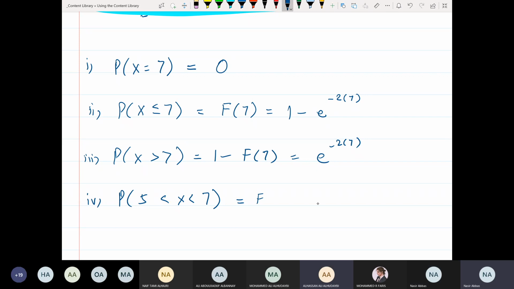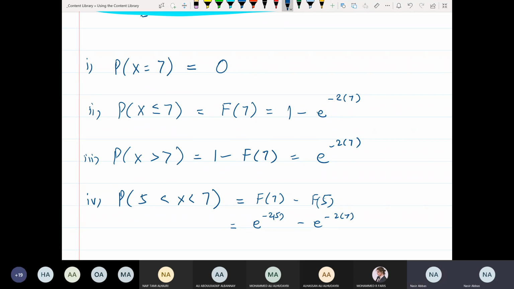Capital F of 7 minus capital F of 5. So that should be e to the power minus 2 times 5 minus e to the power minus 2 times 7. The 1 will cancel out.